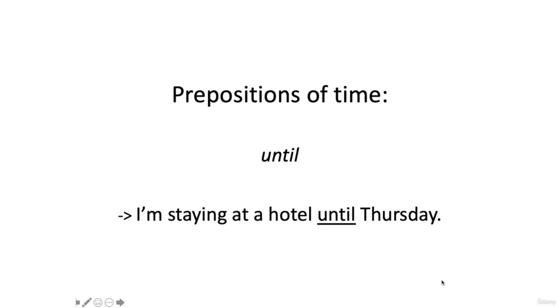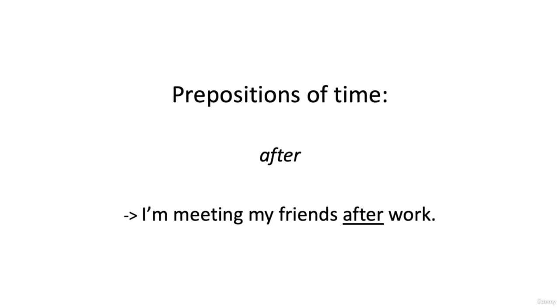Until is used for a continuous event that will finish at a specific point in the future. I'm staying at a hotel until Thursday. Finally, after is used for an action following a specific time or event. I'm meeting my friends after work. The action, meeting, is happening after the event, work.